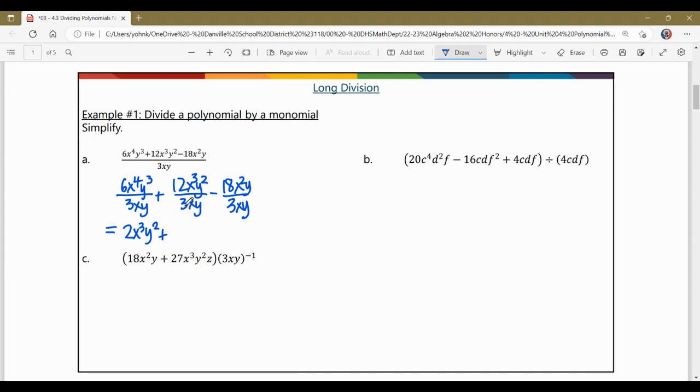Plus, we have 12 divided by 3 is 4. X to the 3 minus 1 is 2. Y to the 2 minus 1 or 1. Minus 18 divided by 3 is 6. X to the 2 minus 1 is 1. And y to the 1 minus 1 is 0. So leave the last term as negative 6x.